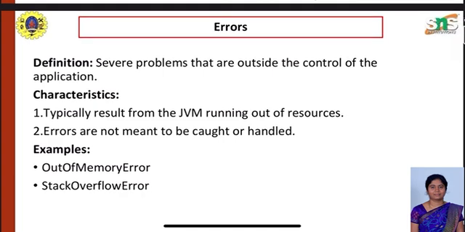Okay, now we can see about errors. Errors mean a severe problem that occurs outside the control of the application, which means there is no control in the application. This mainly results from the JVM running out of resources. Errors are not meant to be caught or handled. Examples of errors: out of memory error, stack overflow error.